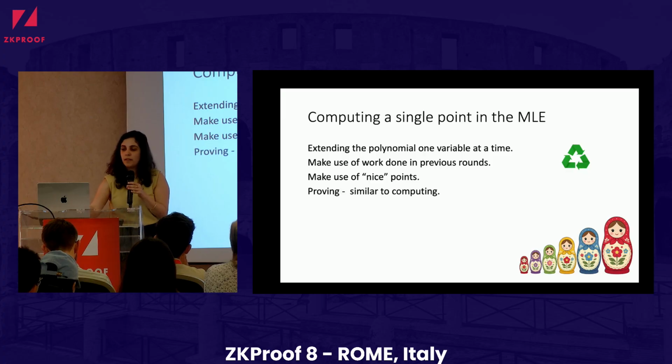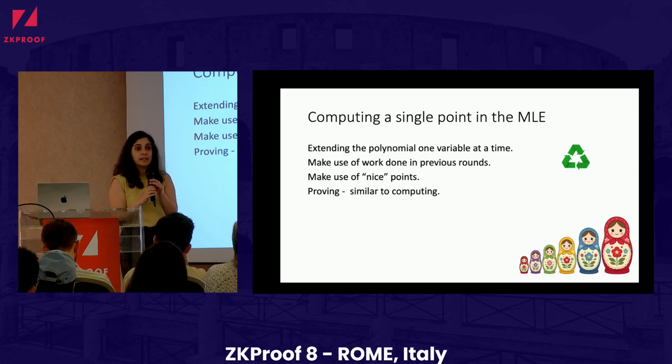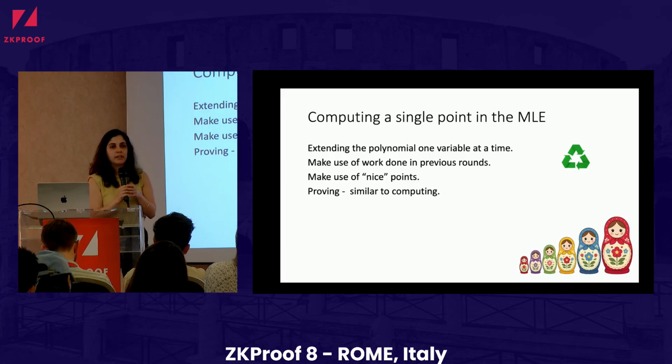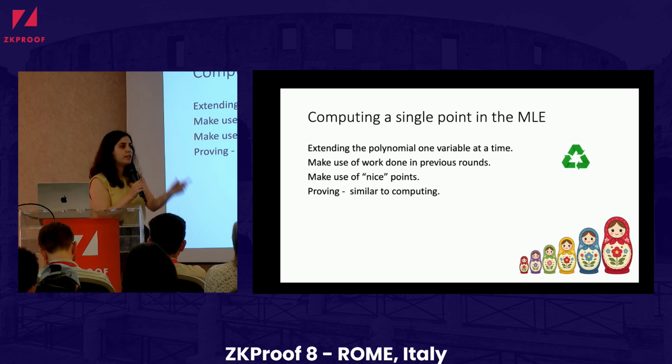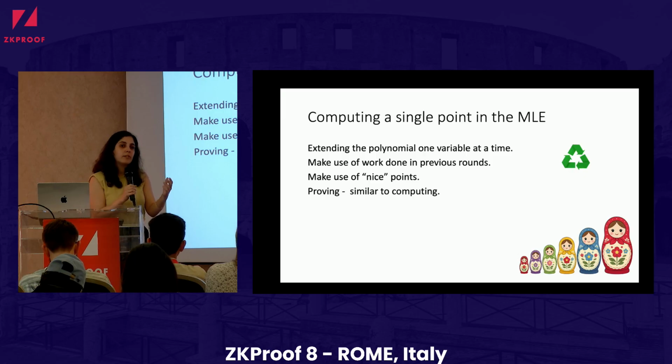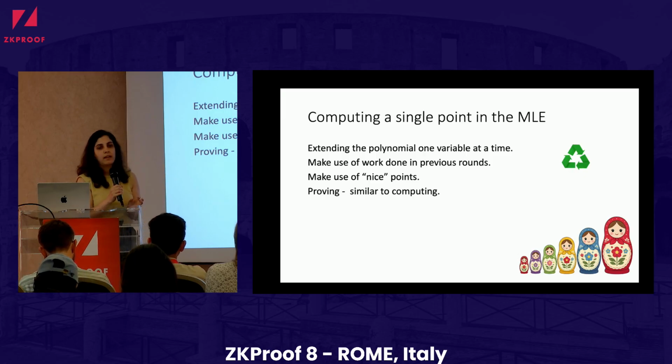Okay. So the proving part is very similar to computing. Basically, we can think of it this way. In SumCheck, what we're doing is that we have a message and we want to compute the sum of all of its elements. Here, we have something similar. We have our message and we want to compute a point in the MLE, which is a linear combination of these things. But it's not any linear combination. It's a linear combination that has a very special structure of the coefficients.